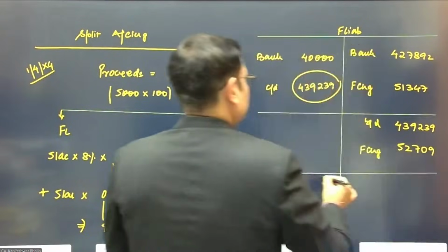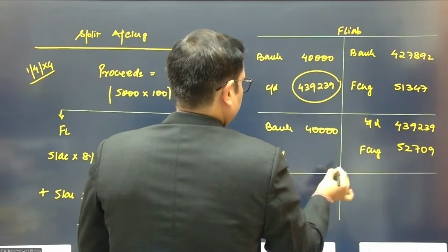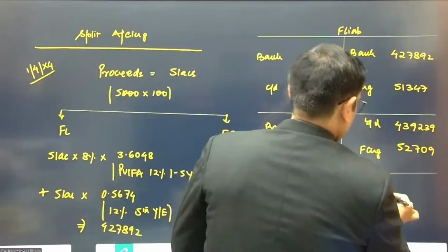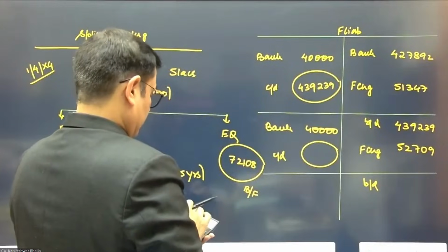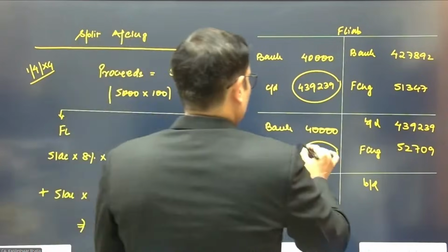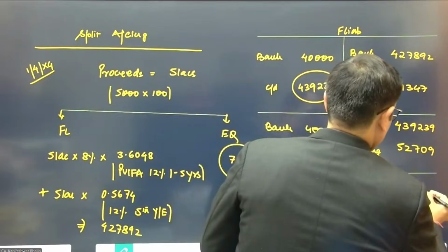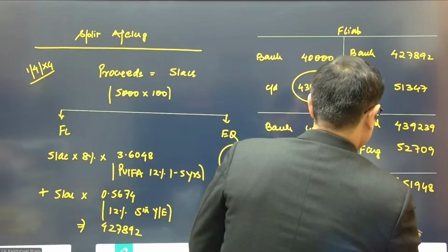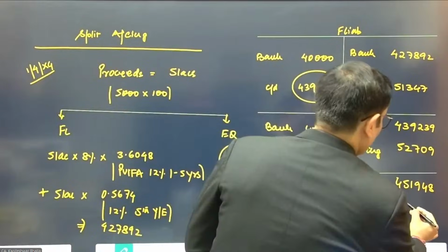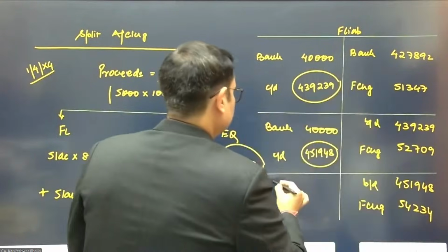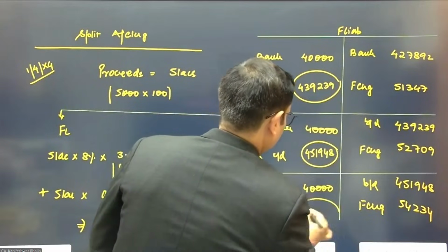52,709 approximately. We again make the payment, that is 40,000. We get the balance CD as a balancing figure. So 439,239 plus 52,709. This is 451,948. Again, take the finance charge at the rate of 12%. 54,234. We again make the payment to the extent of 40,000 and get the balance CD as the balancing figure.